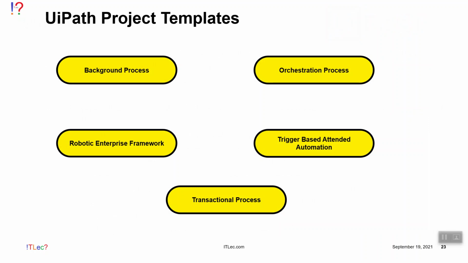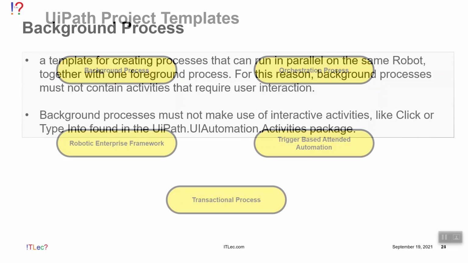When we start to create a UiPath project, we have multiple project templates. We have background process, orchestration process, robotic enterprise framework, trigger-based attended automation, and transaction process. And if we are working in a very basic scenario, we usually use a blank project. Okay, we'll go into detail with each one.